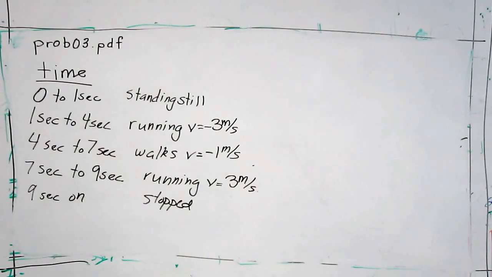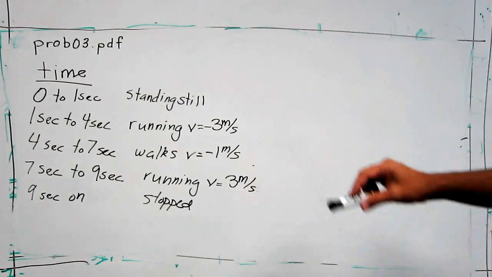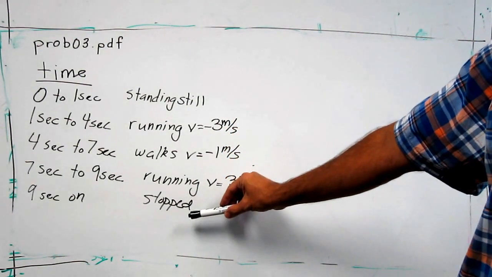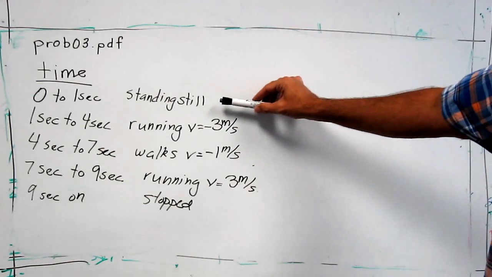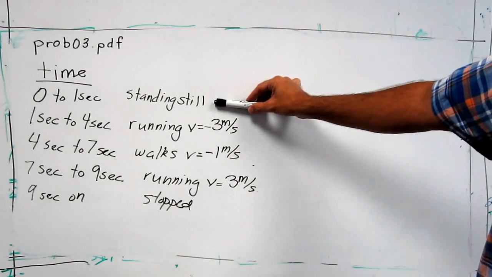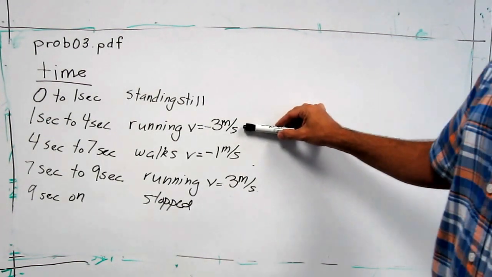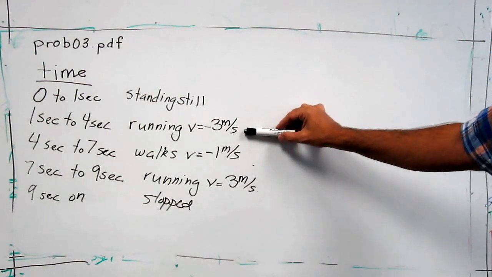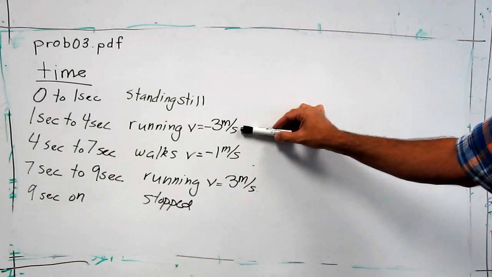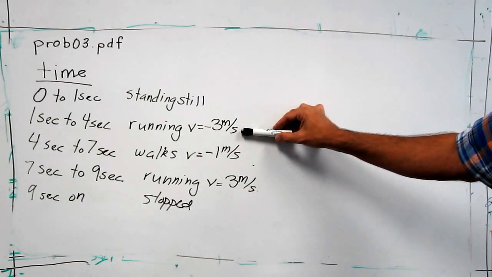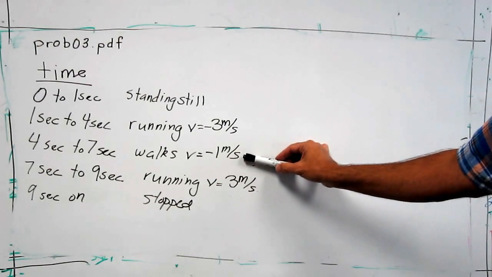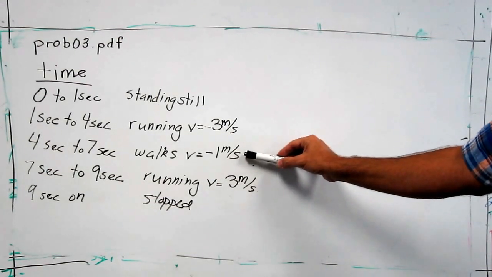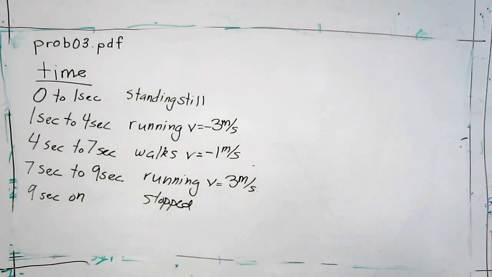Okay, now we're going to do the velocity versus time graph. In many ways, this is easier than the position versus time graph for this particular problem because if you look at what I wrote down here for the position graph, we are actually given the velocity. So standing still would be 0 velocity. Running, it's -3 meters per second because our speed is 3 meters per second, but we're going in the negative x direction. Walking is -1. Again, we're walking in the negative x direction. And finally, running is +3.